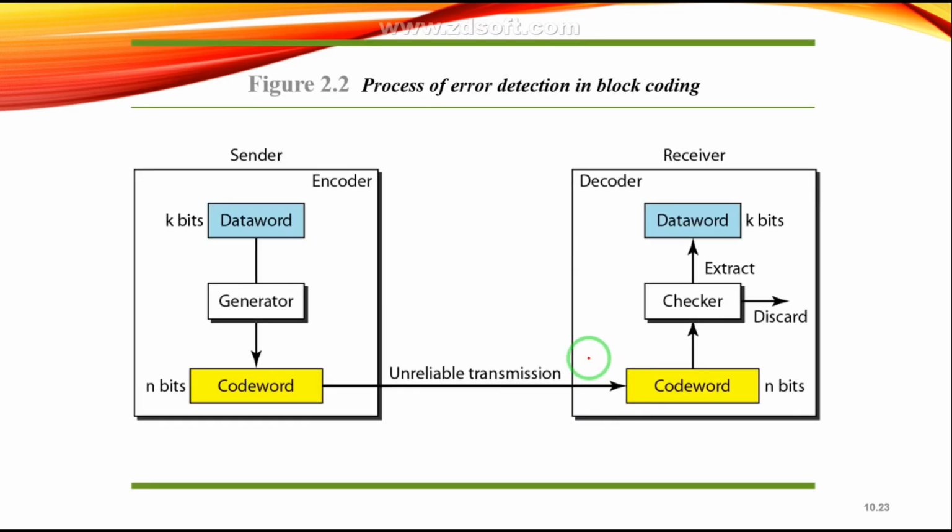Moving further, this is the process of error detection in block coding. As we know, guys, the data word is of k bits, and the code word is of n bits. So definitely we require some generator to convert k bits into n bits, or to add redundancy to this data word. So basically the generator is going to help with this. When n is equal to k plus r, it is transmitted as a code word, received by the receiver, and the received code word is given to the checker.